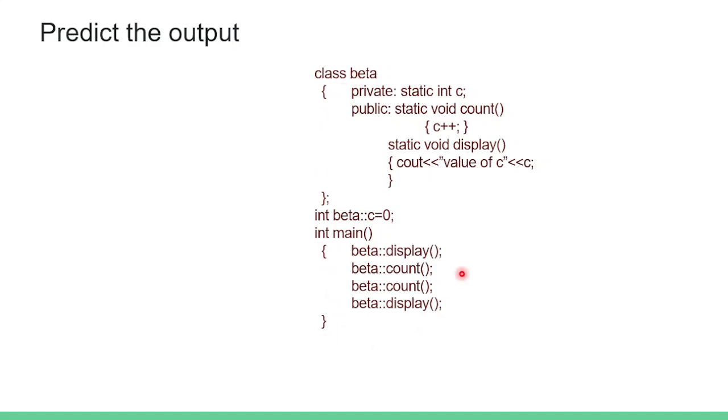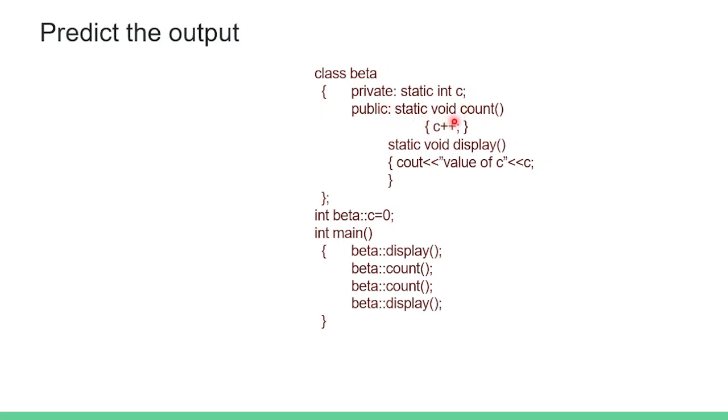So here we have the output. We need to predict the output. Here we have class beta, then we have private static int c, then in public we have static void count, c++, and static void display, which shows the value of c. Then we have beta objects and the values here. I hope you understood what the answer will be in this case, because here we have a static function and here we have a static variable. So we can only access the static variable here, and it cannot access anything else.